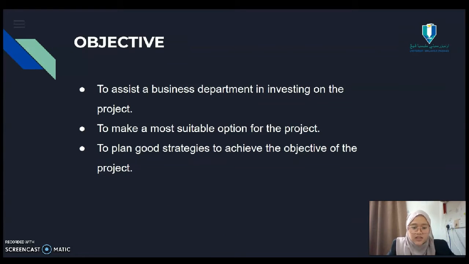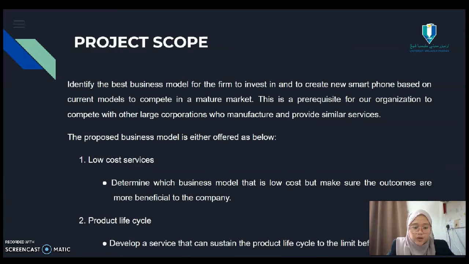Next, the objective of this project is to assist a business department in investing on the project and then to make a more suitable option for the project and to plan good strategies to achieve the objective of the project. The scope of this project are to identify the best business model for the firm to invest in and to create new smartphone based on the current models to compete in a major market. This is a prerequisite for our organization to compete with other large corporations who manufacture and provide similar devices.